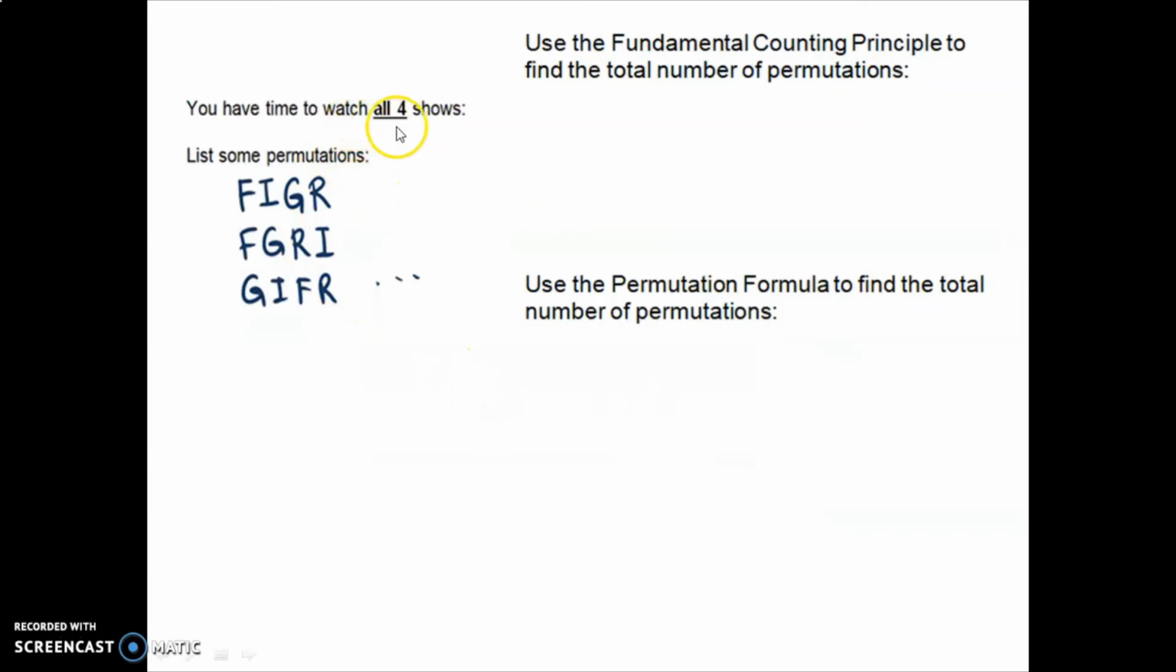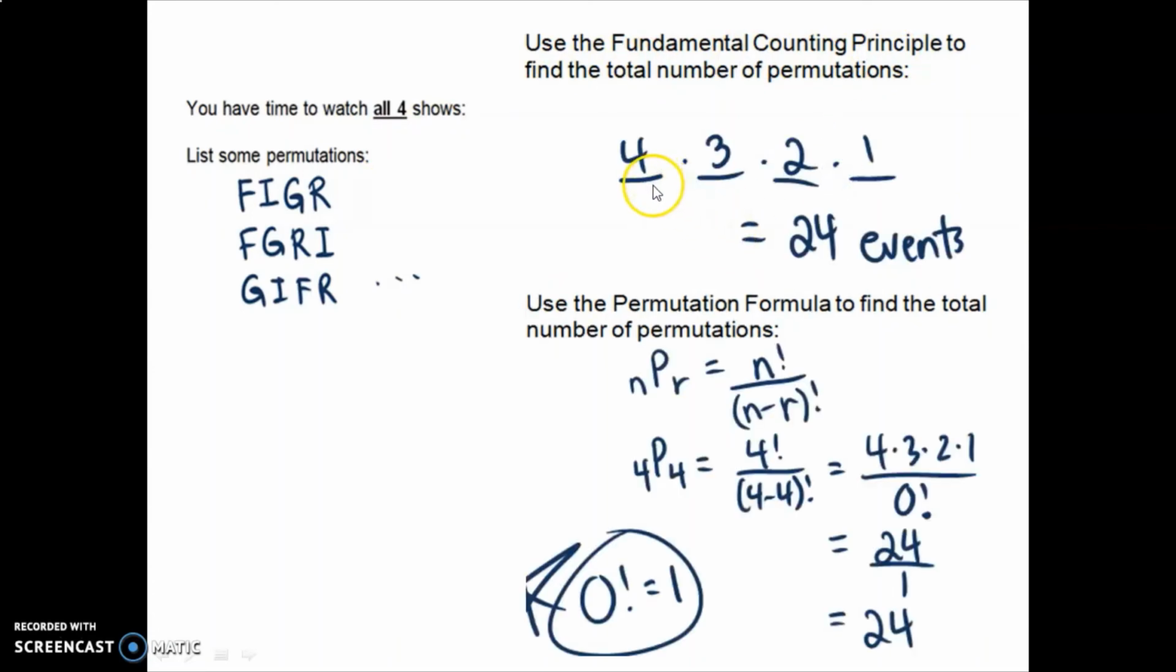So looking back at watching all 4 shows, we're going to use the fundamental counting principle, which we've talked about, to find the total number of permutations. So here's how we're going to do it. You have these 4 slots in your life, and you're going to watch a TV show in each of those slots. So for your first slot, you have 4 choices. There are 4 shows to choose from. All 4 are available. Next slot, there's only 3 shows available because you've watched 1. Next slot, there's 2 available. Last slot, there's only 1 choice you can make. Multiply those, 24. So if you were to list all the possibilities here, all the permutations, that would be 24 of them.